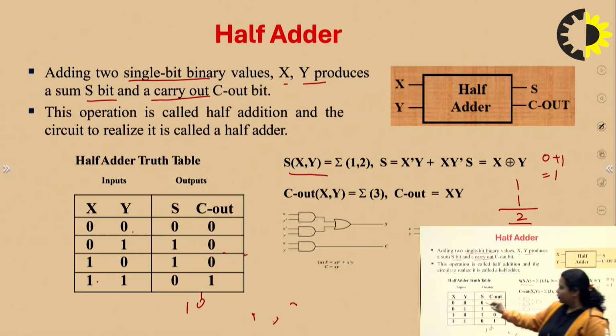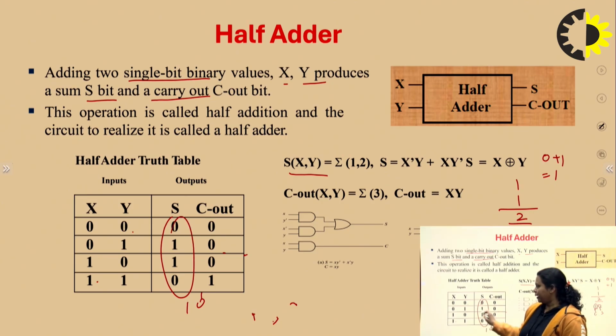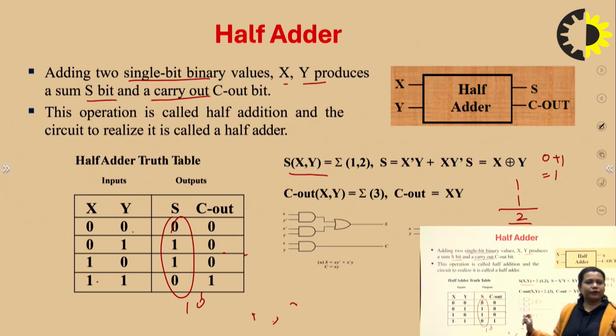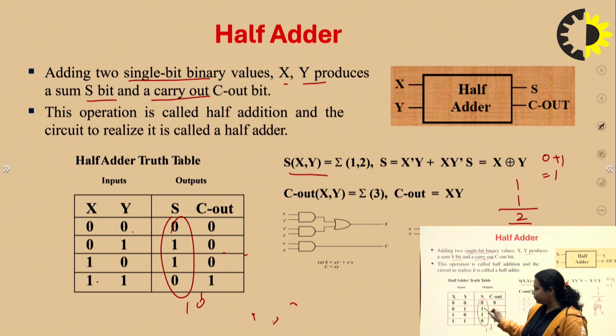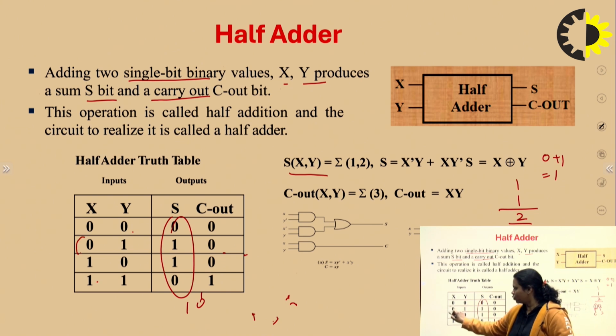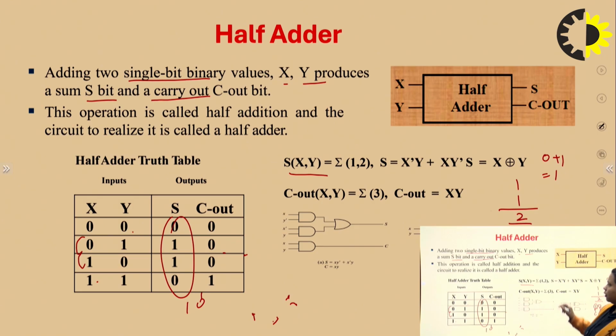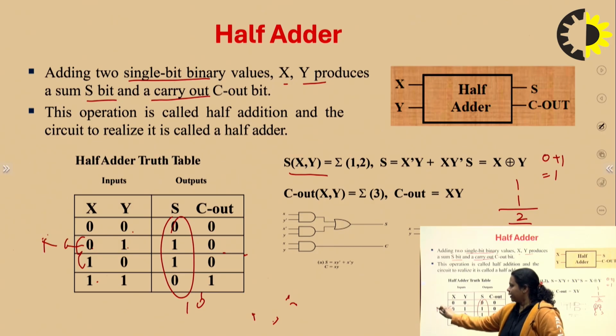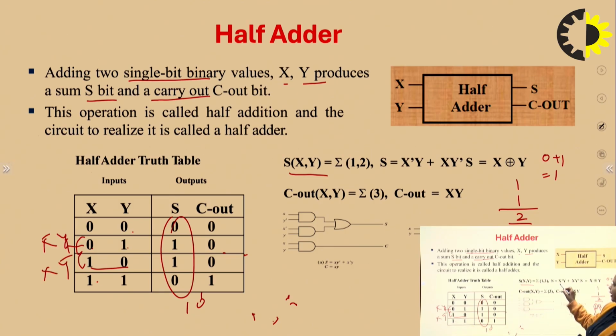So for this sum value we will be writing the expression. We all know that we write an expression only when the output is high for that particular situation. Your sum is 1 in these 2 combinations. So first, sum is equal to x bar y. For this we write x bar y, right? And for this we write x y bar, right? So I have written x bar y plus x y bar.